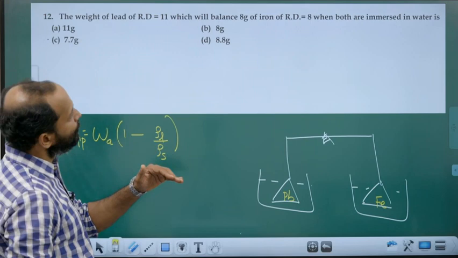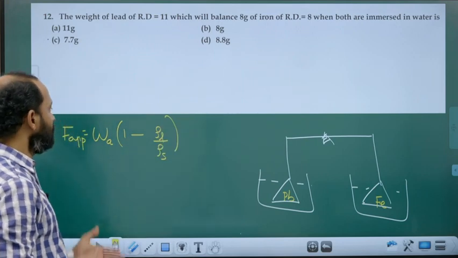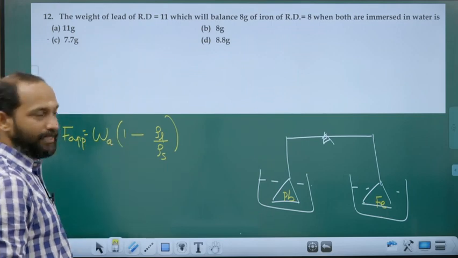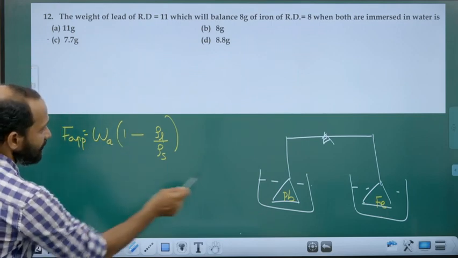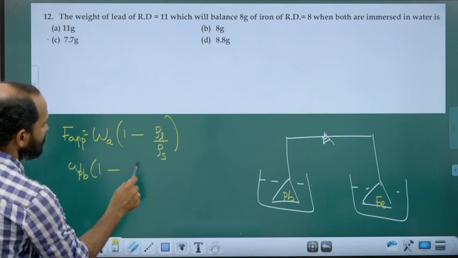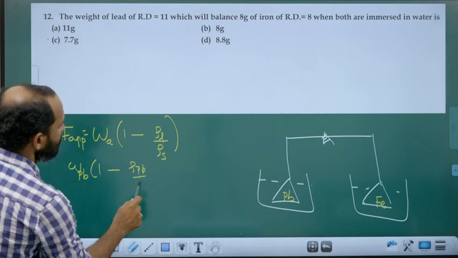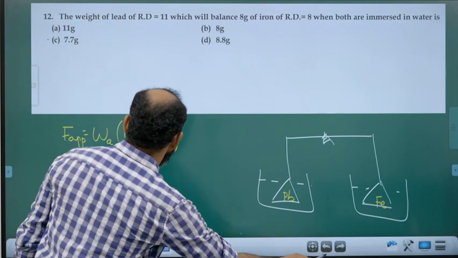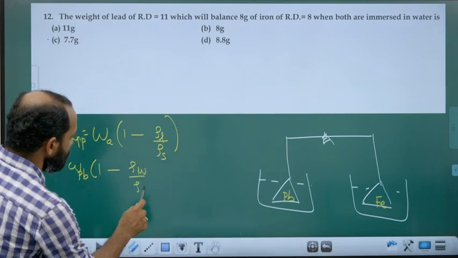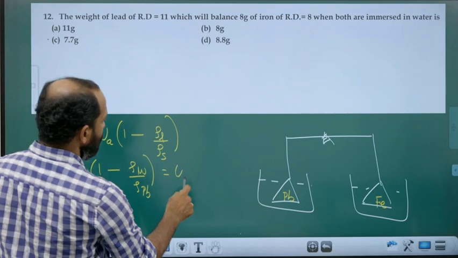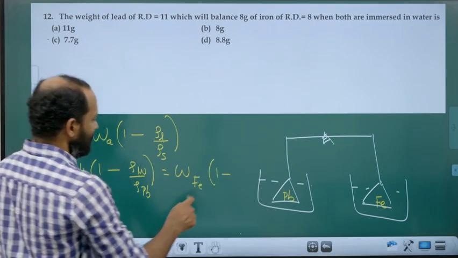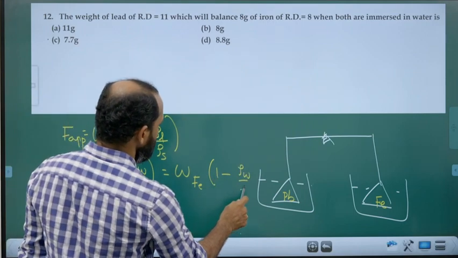As we have done in an earlier question today itself, this can be written as weight in air into 1 minus rho L by rho S. Then what is the weight in air for lead? Weight of lead into 1 minus density of water divided by density of lead is equal to weight of iron in air multiplied by 1 minus density of water divided by density of iron.